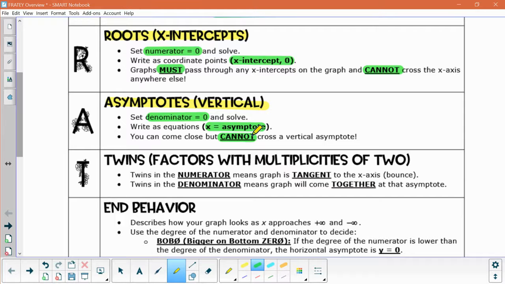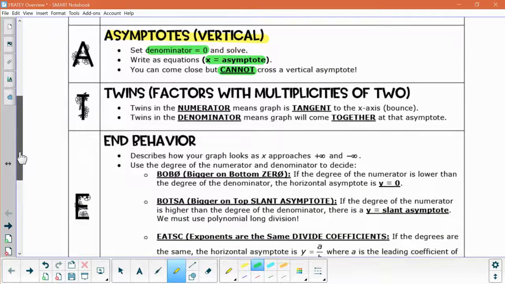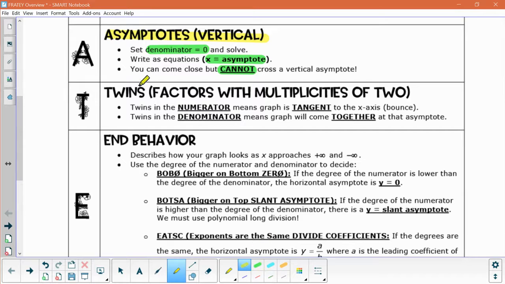Now, something we're not going to talk about in our first lesson, but we're going to get to eventually, is twins: factors with multiplicities of 2. So if I were to have twins, and by that I mean maybe x plus 2 squared in the numerator over x plus 3 in the denominator, this set of twins up top, if it's in the numerator, it's going to be tangency at that point, meaning it's going to bounce off of it.